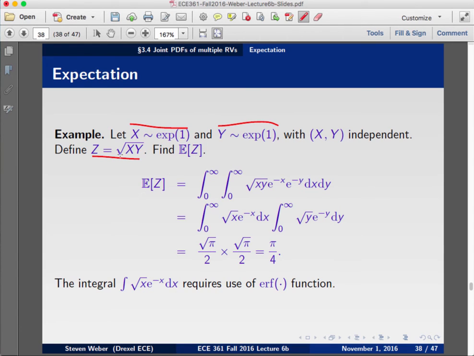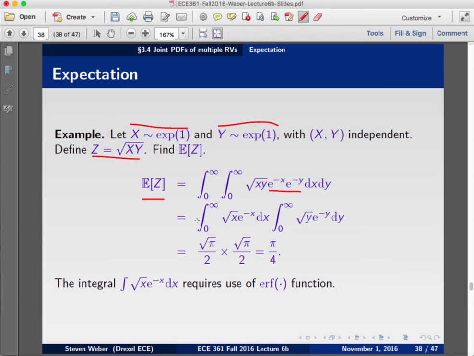Okay, so this is a particular function g of X and Y that I've chosen. So now I want to know the expected value of Z. I evaluate over all possible values of Y going from 0 to infinity, all possible values of X going from 0 to infinity. This is g(x, y), and this is the joint PDF of X and Y. It's simply the product of two exponentials. Now in this case, these integrals can be factored.